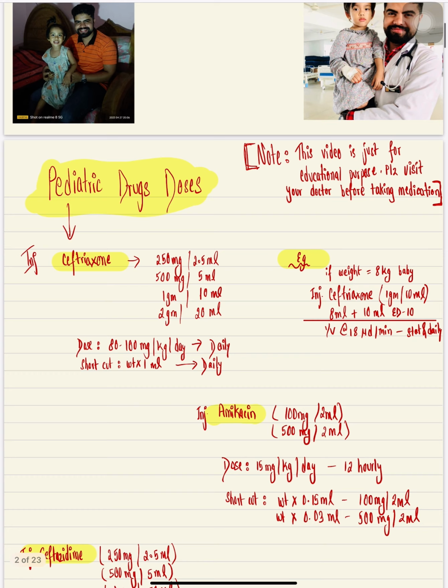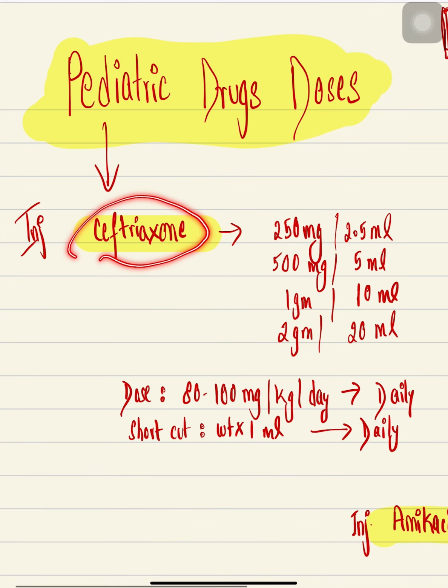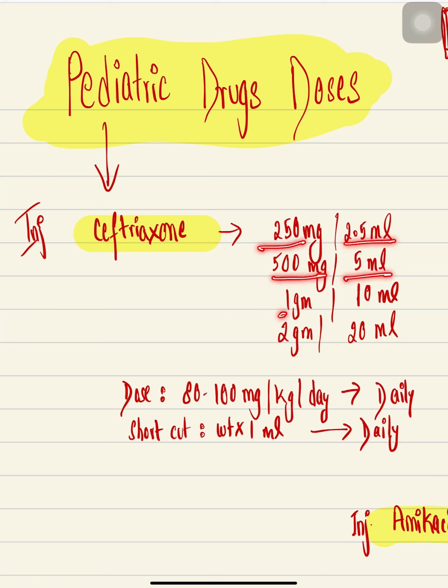Here we go. First of all, the injection ceftriaxone. Its formulations are 250 mg over 2.5 ml, 500 mg over 5 ml, 1 gram over 10 ml, and 2 gram over 20 ml. The dosage is 80 to 100 mg per kg per day daily, and we can use a shortcut formula: weight into 1 ml daily.